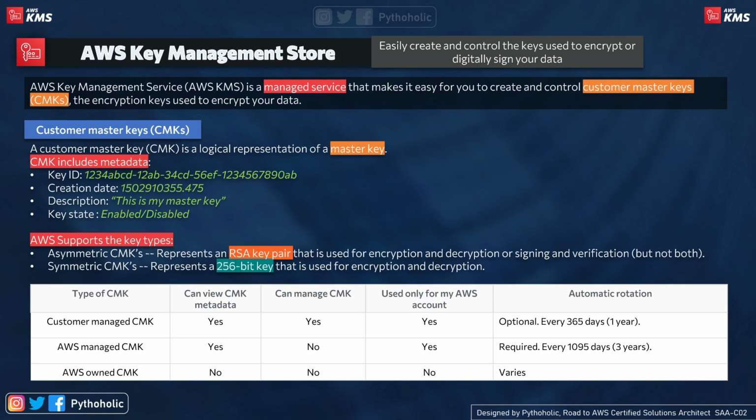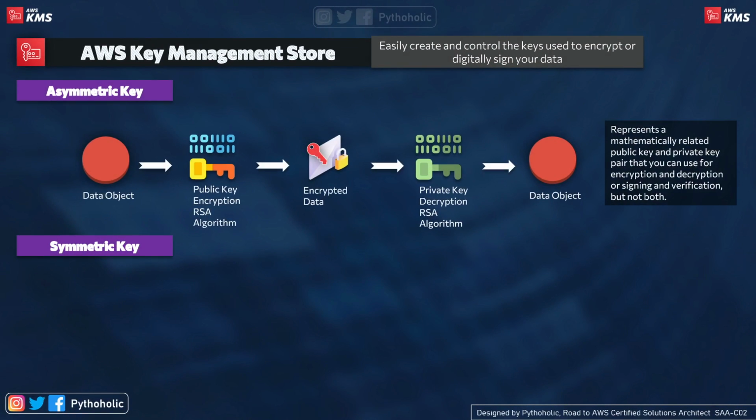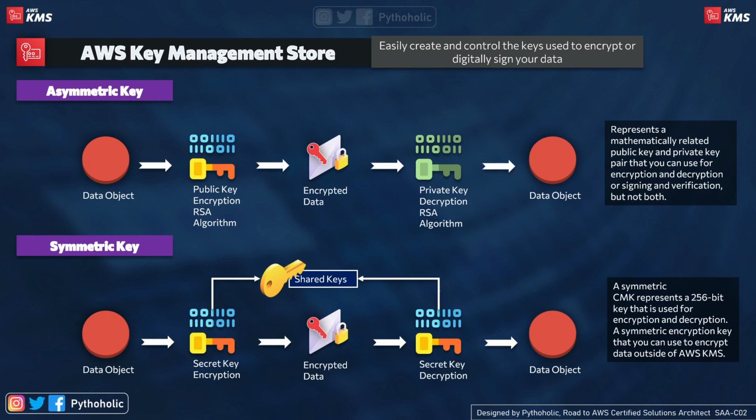And the automatic rotation policy is also different. It is optional for customer managed CMK and it rotates every 365 days or 1 year. And it is mandatory for AWS managed CMK, and it rotates every 1095 days, that is 3 years. And for the AWS owned CMK, it varies from service to service. So now let's discuss the differences between symmetric and asymmetric keys.